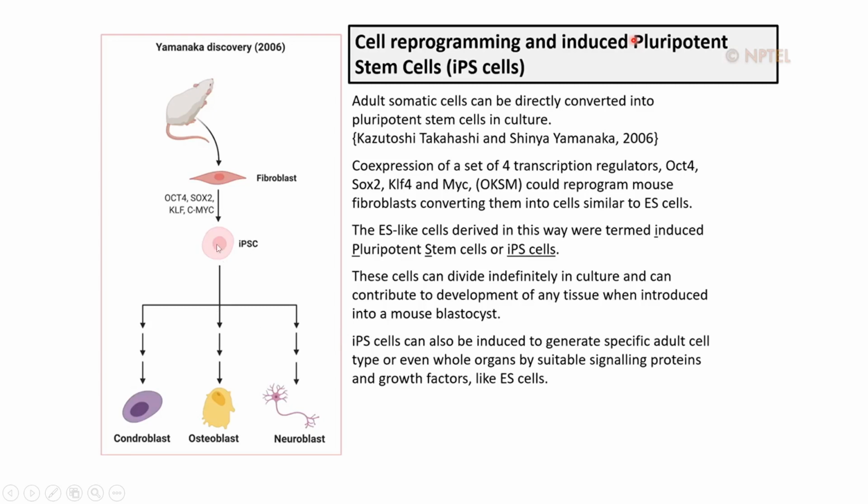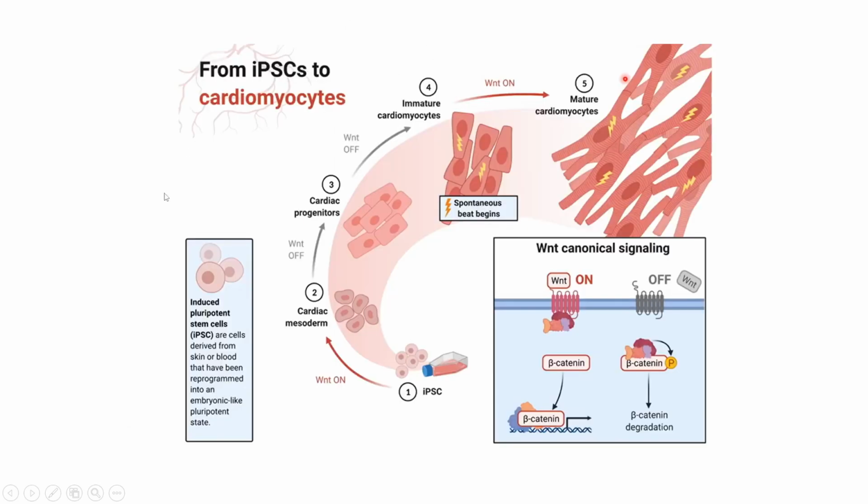Okay, so you can also redifferentiate or reprogram the somatic cell into a stem cell by using these four transcription regulators. And this induced pluripotent stem cell formed can divide continuously, indefinitely in culture. Okay, by using different growth factors and signaling proteins, you can induce different cell types depending on your interest. So this was also a Nobel Prize winning experiment by Yamanaka in 2006. They did this experiment, Takahashi and Yamanaka.